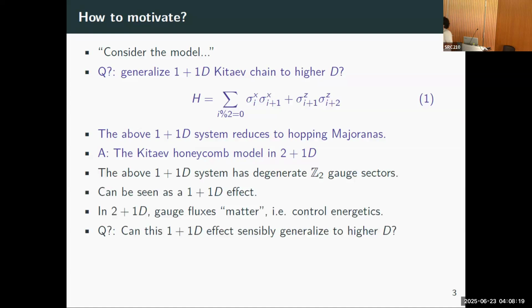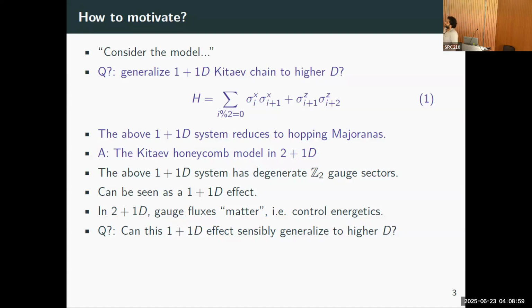However, you can take it in a slightly different way. When you go into the Kitaev representation, the Z2 gauge fields of the Kitaev spin liquid, all the gauge sectors, become exactly degenerate in the one-dimensional system. This is particular to one dimension, that gauge fields cannot matter in one dimension. In 2+1 dimensions, we are familiar that in the honeycomb model, the gauge fields give rise to gauge invariant fluxes, and those fluxes matter, i.e. they control the energetics of the problem.